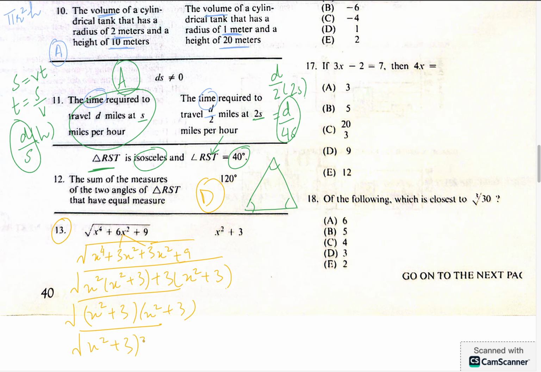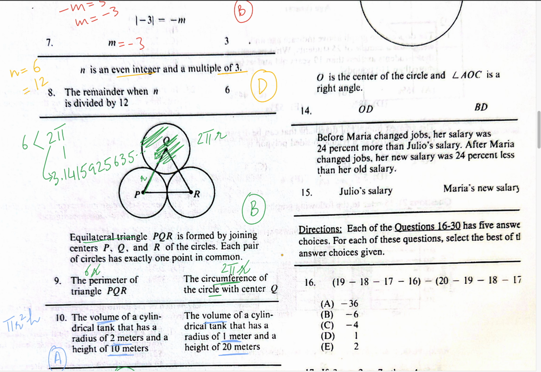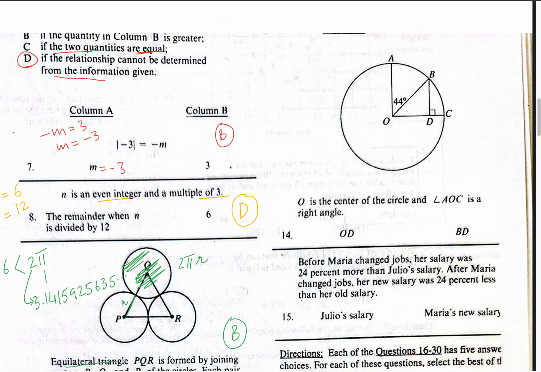Plus 3 is twice. This and this cancel out. X squared plus 3 is the reduced form or the simplified form of this thing, which is exactly the same as this one. So I can say C is the answer because both are equal, right? It means that both the quantities in column A and column B are exactly the same.